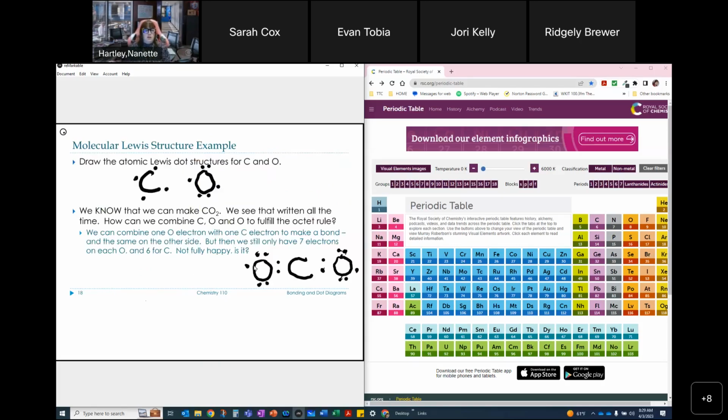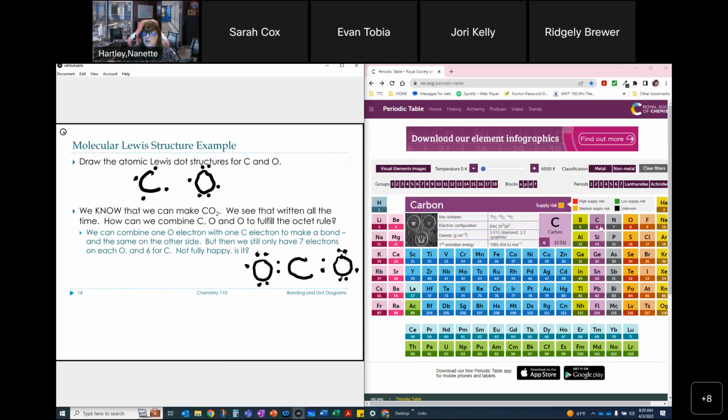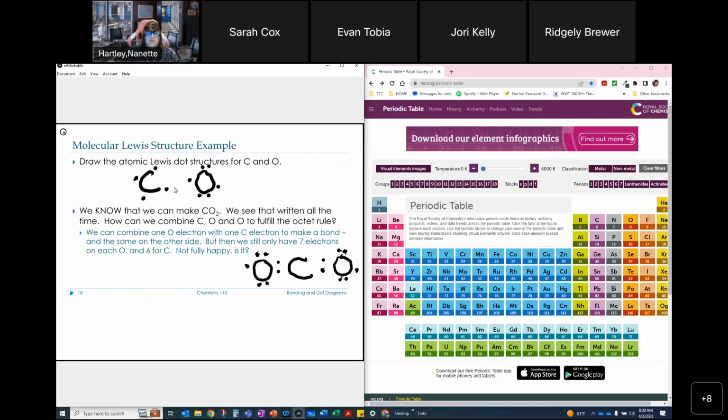So let's draw the atomic Lewis dot structures for C and O. Carbon, being here, has 4 electrons in its valence shell, 2 from the S and 2 from the P. So 1, 2, 3, 4. I've randomly distributed those around this. We'll talk about how you know where to put those things. At this point, there's no reason to put them in any given place.